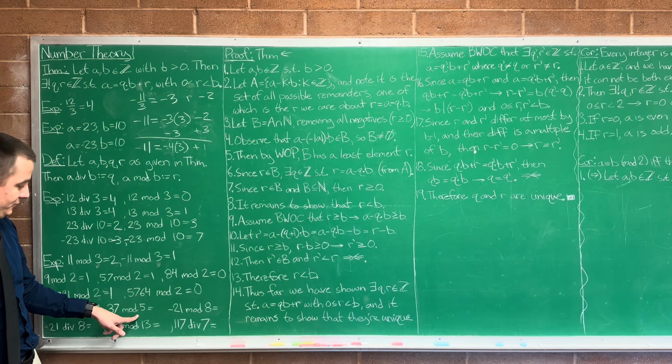We're looking for the remainder. 3. You want to say the remainder should be negative 2. Add 5 gets us to 3. Alright, negative 21 mod 8. Oh, I'm thinking. Okay.